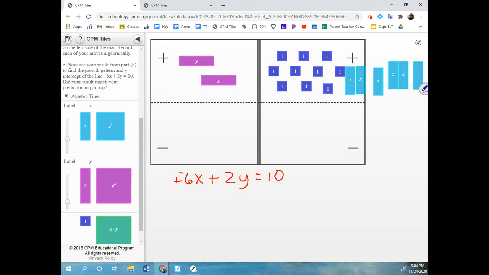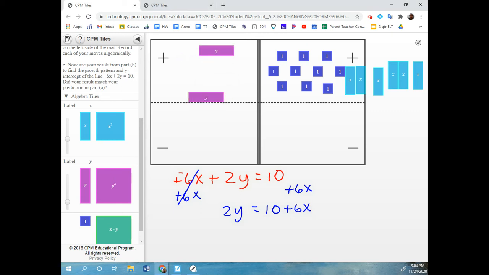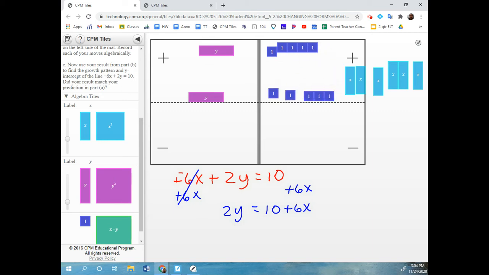So how do I show it? On your paper, write this down. I added 6x here, and I added 6x here. That cancels it out. I'm left with 2y equals 10 plus 6x. But again, I want the y's alone, and so how would I do that? Well, if I take these and divide it into 2 sets, could I do that? Each one would get 5.